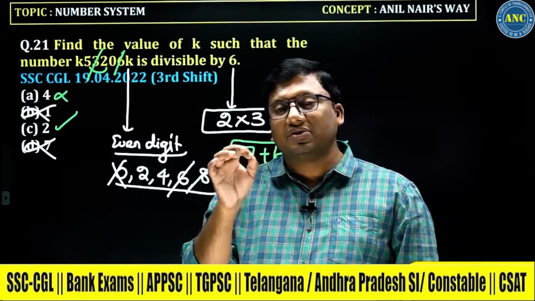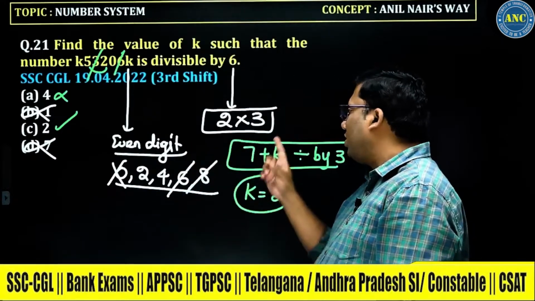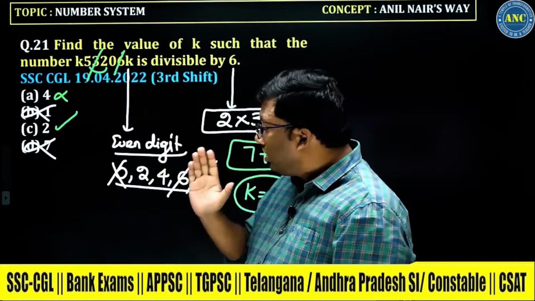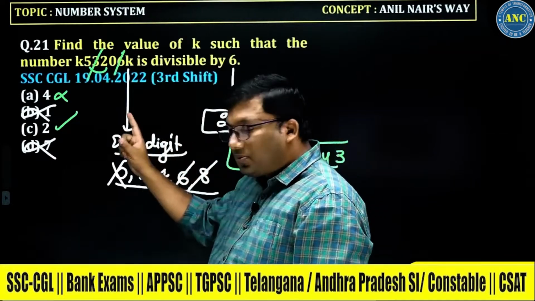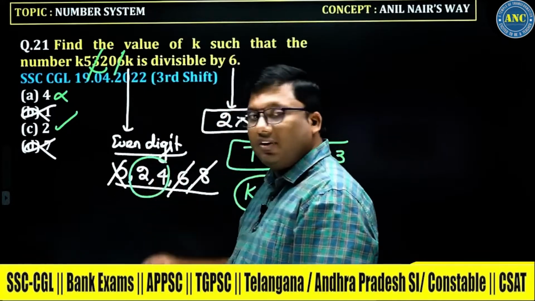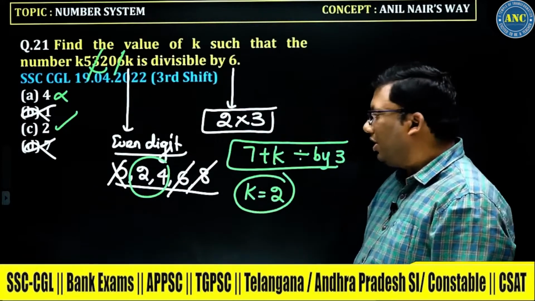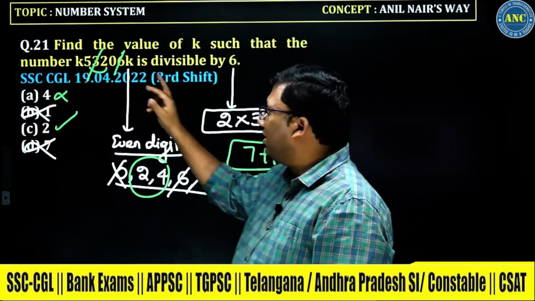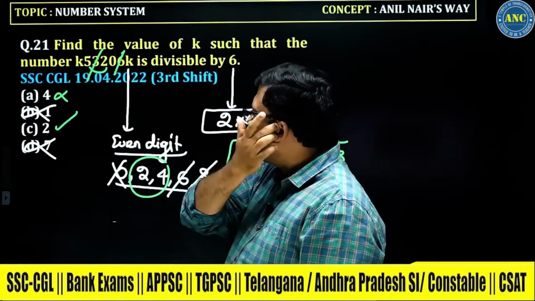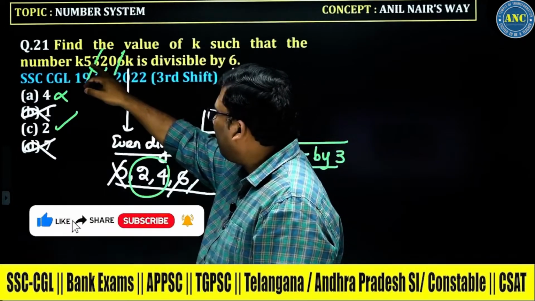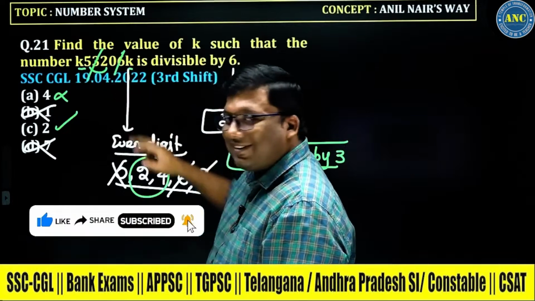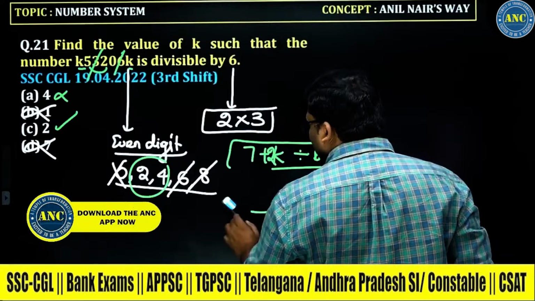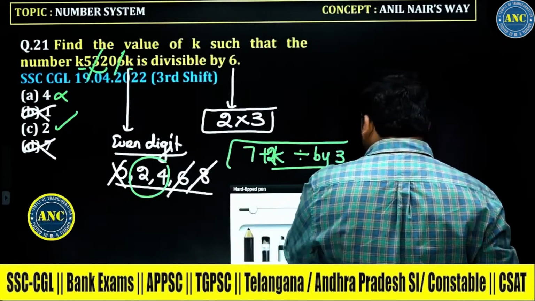For a number to be divisible by 6, it should be divisible by 2 and 3. For 2, the unit digit has to be an even digit: 0, 2, 4, 6, 8. Right? The options given are 2 and 4. Only 2 and 4 I will mark. For a number to be divisible by 3, the sum of the digits should be divisible by 3. 5 plus 2, 7. Here K is there, here also K is there. It is 7 plus 2K, sir. Not 7 plus 1K.